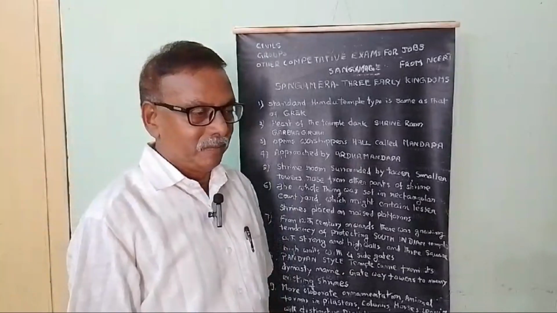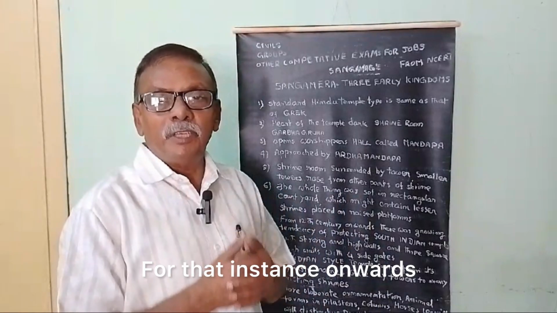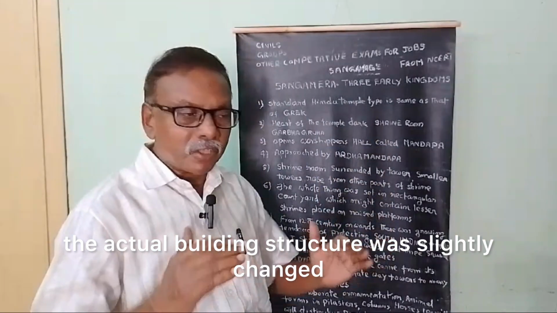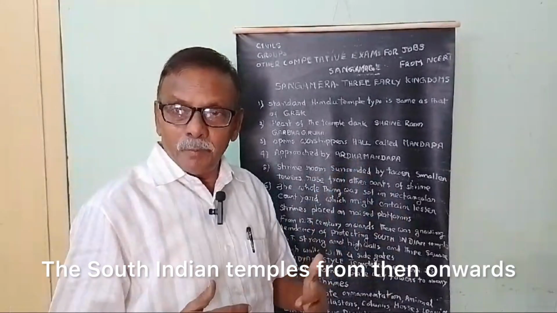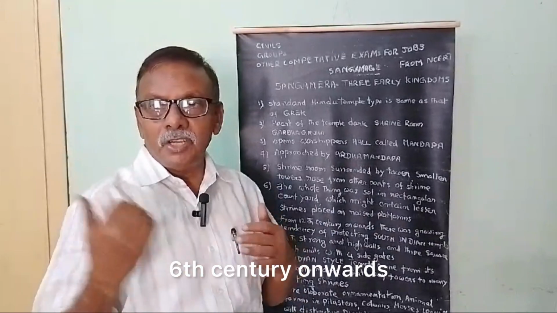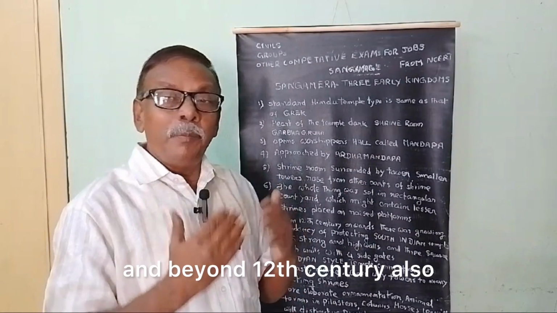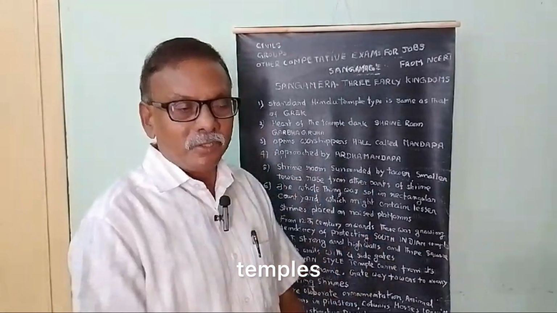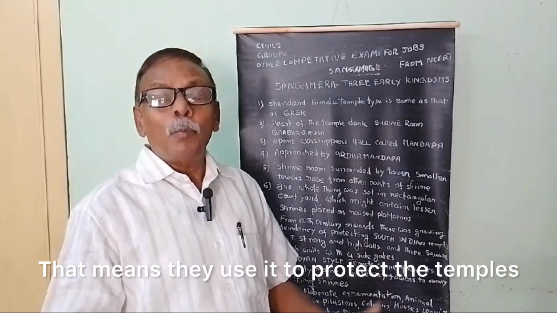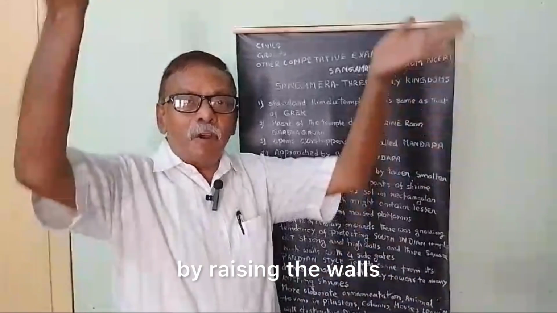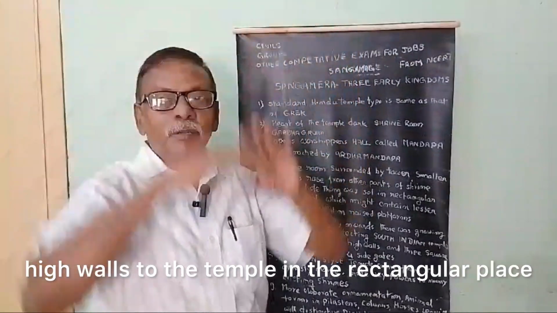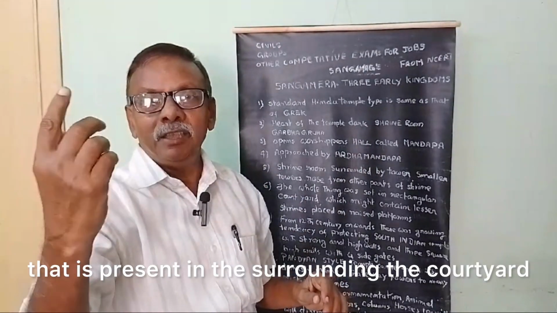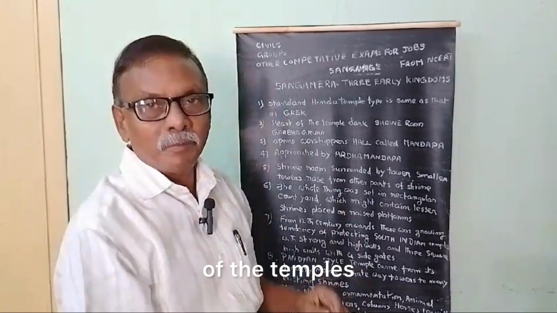higher pedestals. From that point onwards, when we come to the Pandyan era, the actual building structure was slightly changed. The South Indian temples from the 6th century onwards, up to the 12th century and beyond, used to strengthen the temples. That means they used to protect the temples by raising high walls around the rectangular courtyard surrounding the temple.